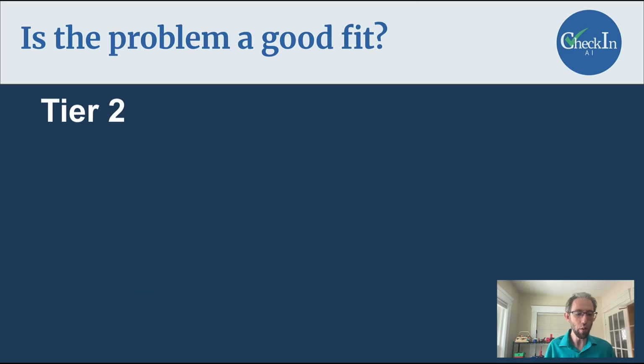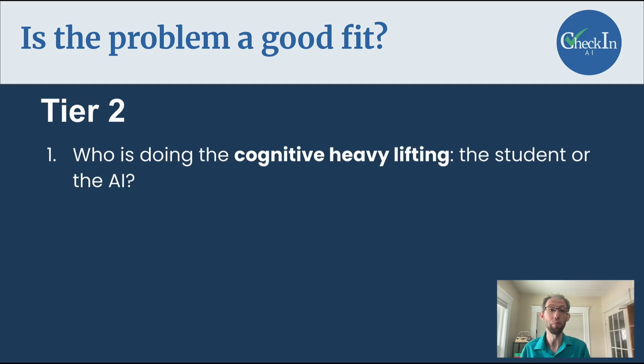All right, we're now on Tier 2, which is more AI-specific questions. Who is doing the cognitive heavy lifting, the student or the AI? In the case of Check-In AI, it's definitely the student, because the AI is just asking questions and the student has to answer them. Now, as you notice, it can provide feedback and example answers. You can turn those off depending on your goal. Example answers can help students actually do the cognitive heavy lifting if they use them correctly. That's why it's important to demo how to use that feedback to students when introducing a tool like Check-In AI.